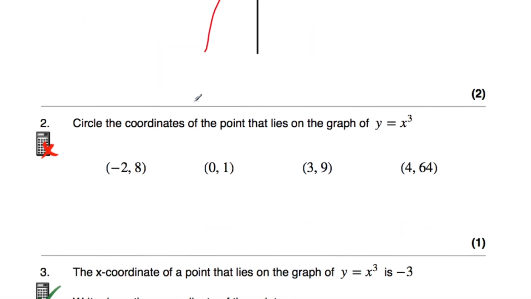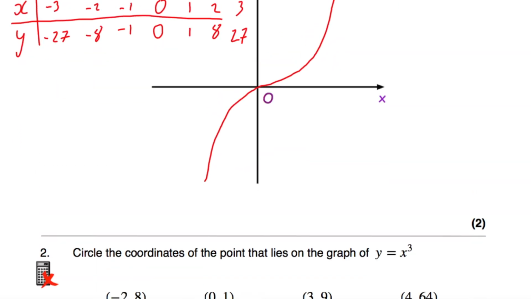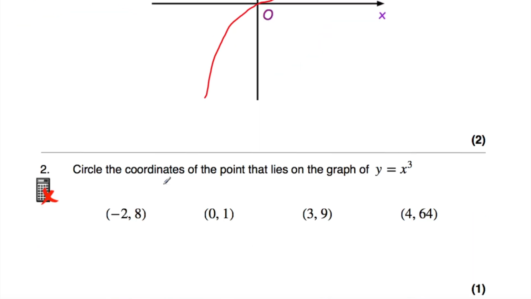Question number 2 says, circle the coordinates of the point that lies on the graph of y equals x cubed. Okay, so we've just done an xy table up here, and we've got some points there. Let's see if we can spot it straight away. No, it's not actually in there. So let's have a look at them. Remember, they've got x coordinates and y coordinates, an x coordinate and a y coordinate, an x coordinate and a y coordinate, and an x coordinate and a y coordinate.